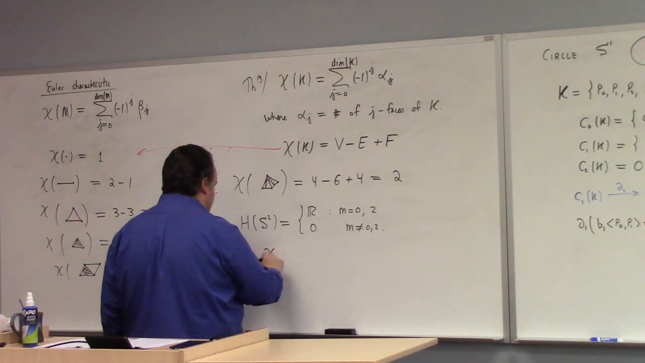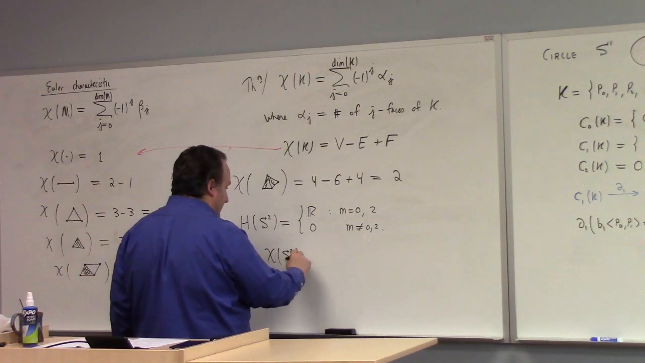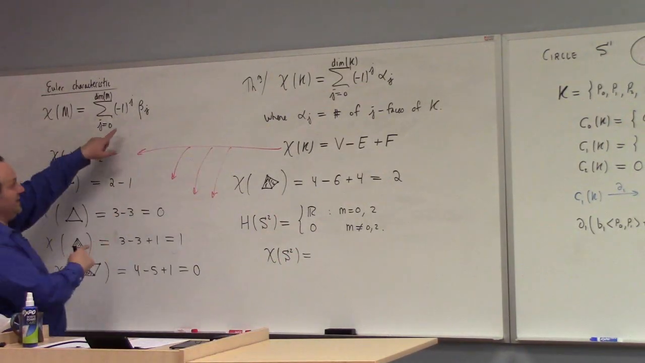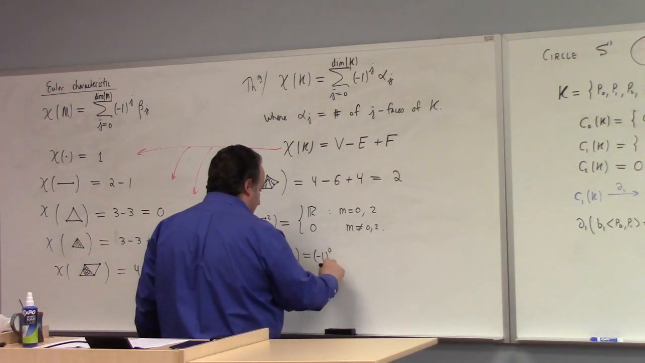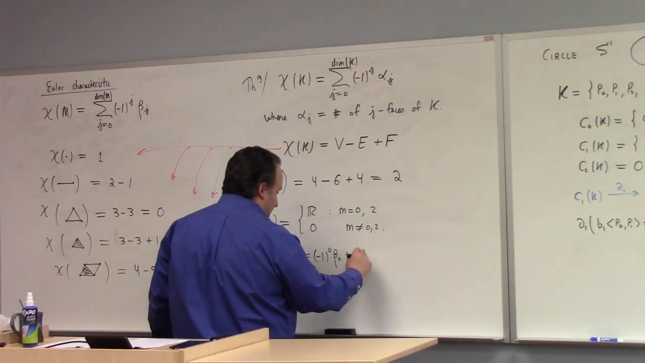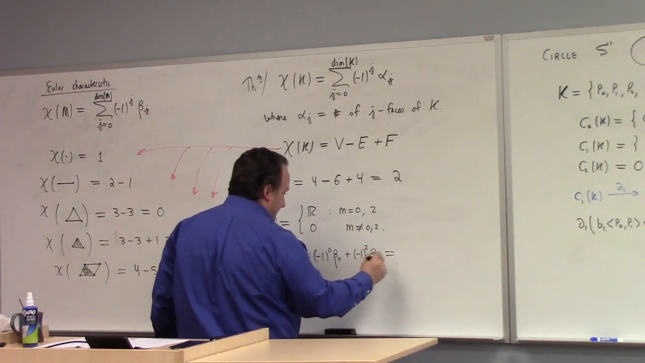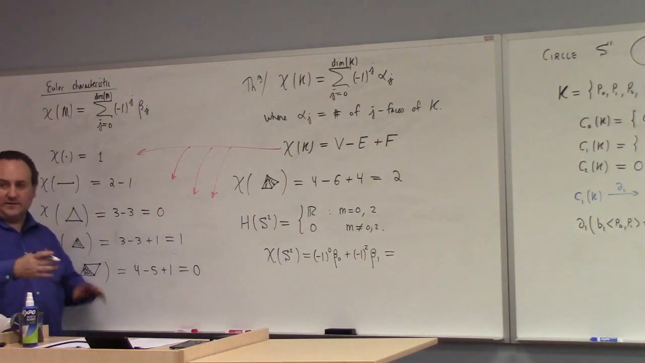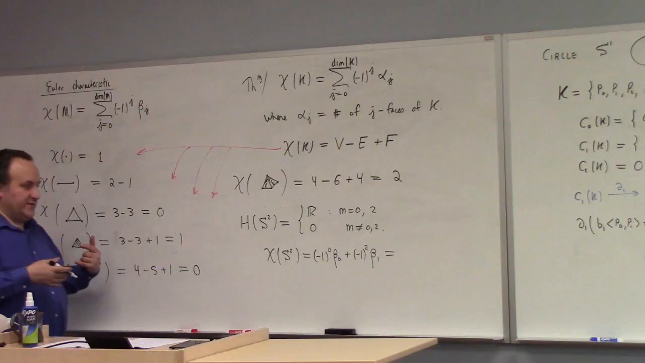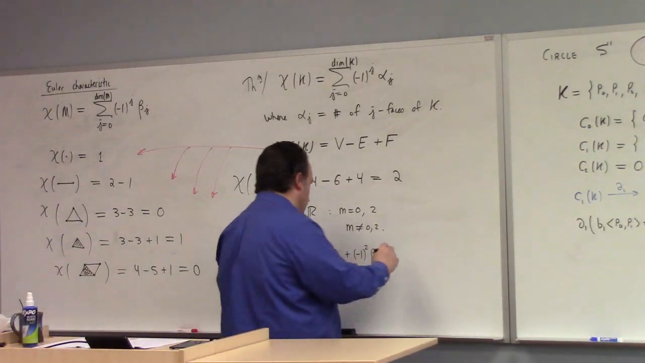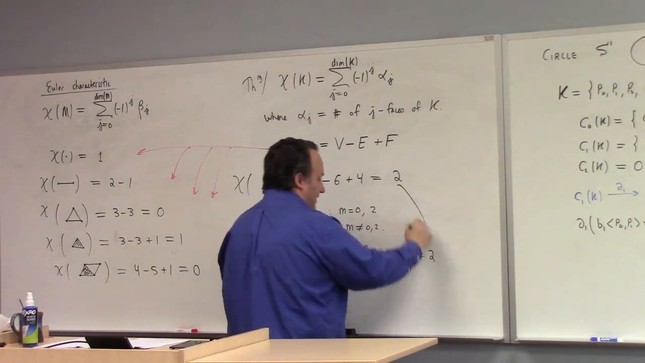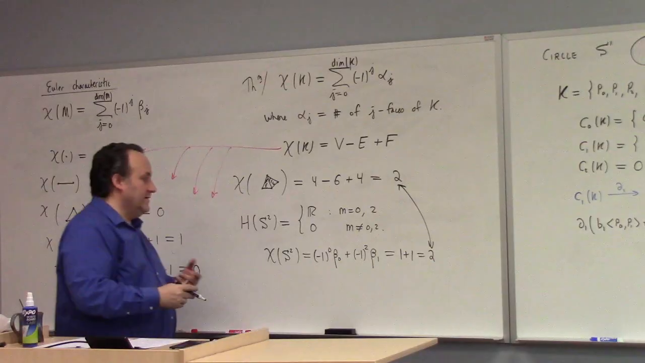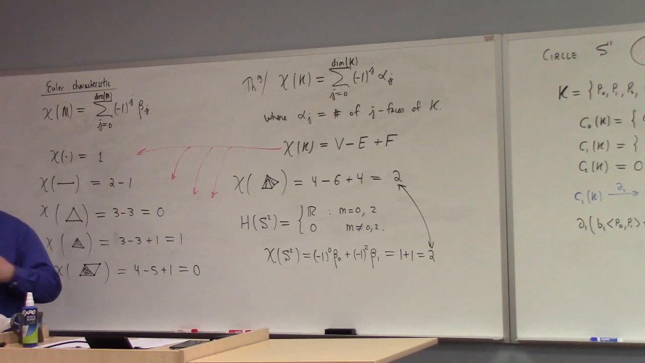So if we calculate the Euler characteristic of the 2-sphere directly from the definition in terms of Betti numbers, we have minus 1 to the 0, beta 0, plus minus 1 to the 2, beta 2. All the other Betti numbers are 0 for the sphere. Notice what this works out to: 1 plus 1, also known as 2. That is because the tetrahedron and the 2-sphere are topologically the same. They have the same homology. They have the same Euler characteristic.